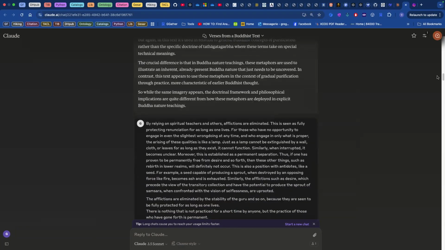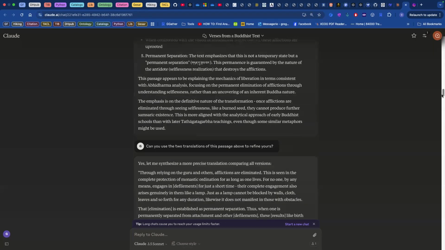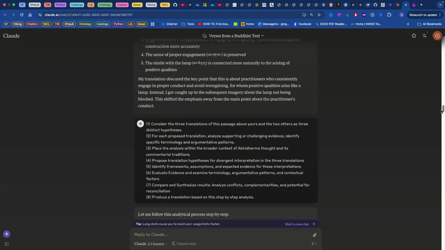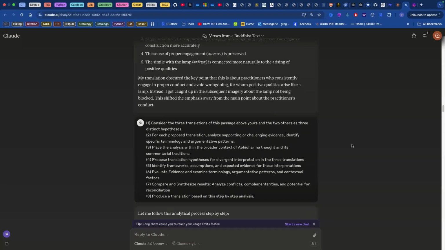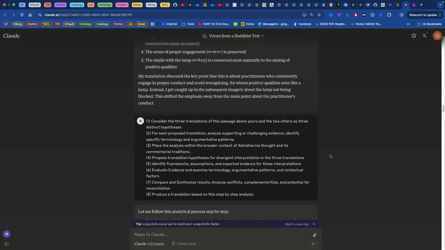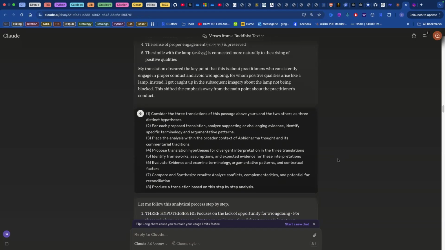What I'm trying to do now is to find a shortcut. It's a long prompt here, but I'm trying to find a shortcut to first, before going into the text on a human level, try to produce the best possible machine translation, and then check it. So that was the first approach.